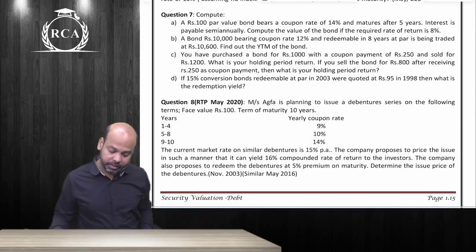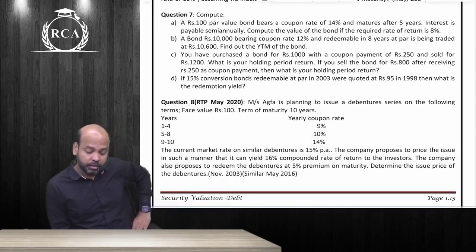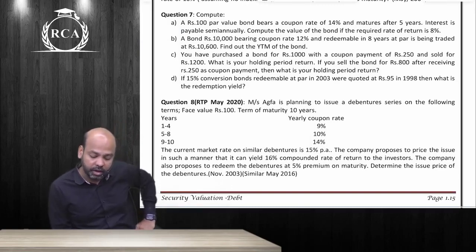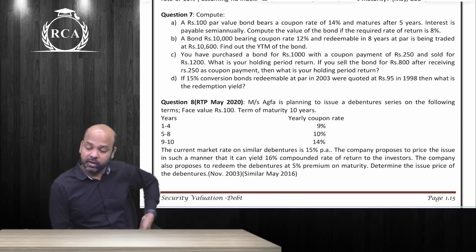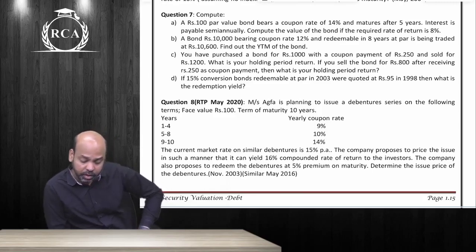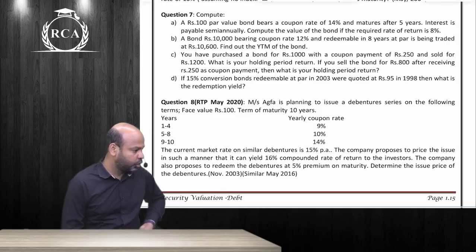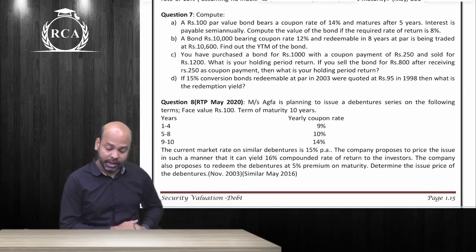Second bit better. A bond of rupees 10,000, that is face value 10,000, bearing a coupon rate of 12% and redeemable in 8 years at par. At par देने की जरूरत नहीं थी बेटा. By default they're all redeemable at par value only. Is being traded at 10,600. Find out the YTM of this bond. You can directly use the shortcut method to arrive at YTM.